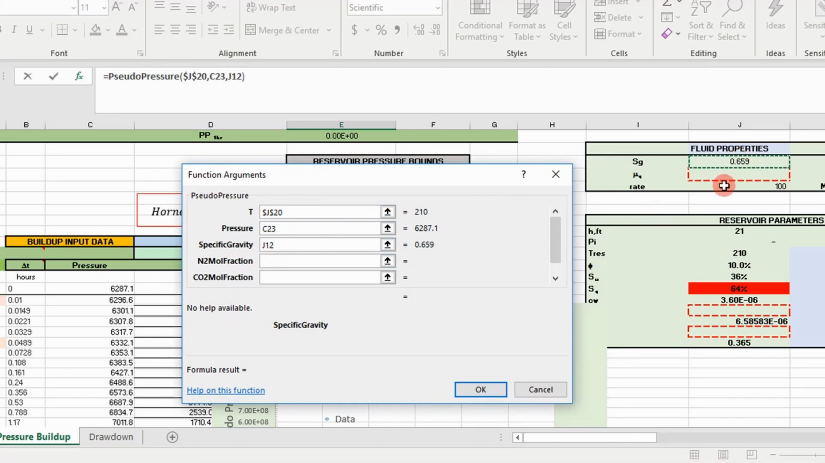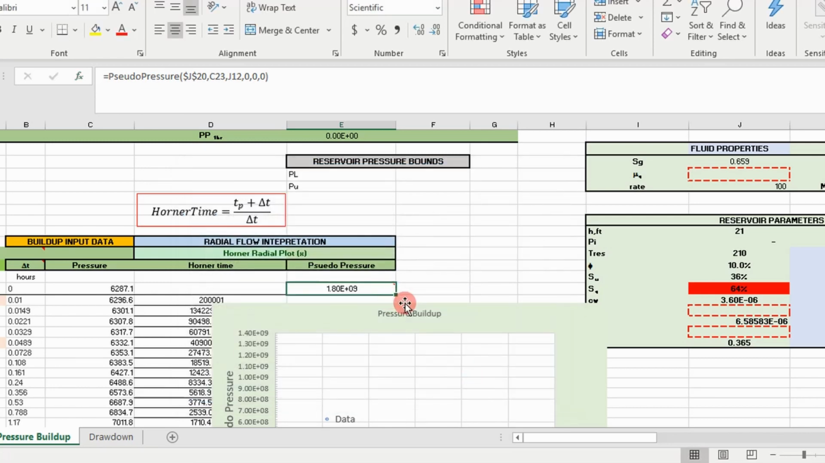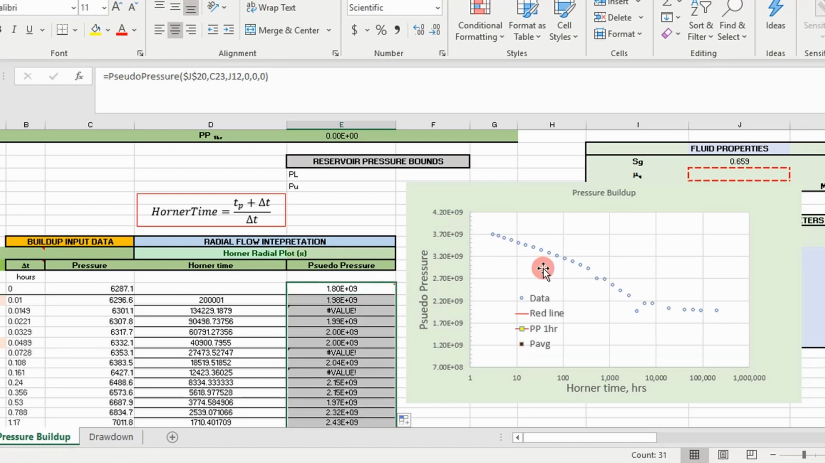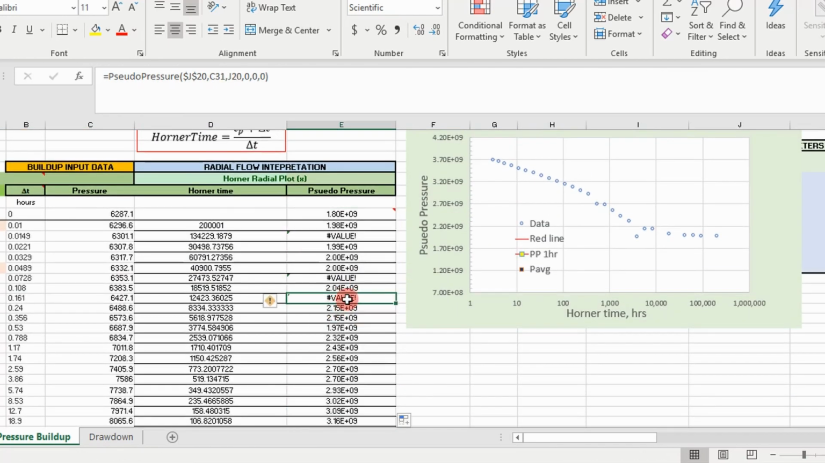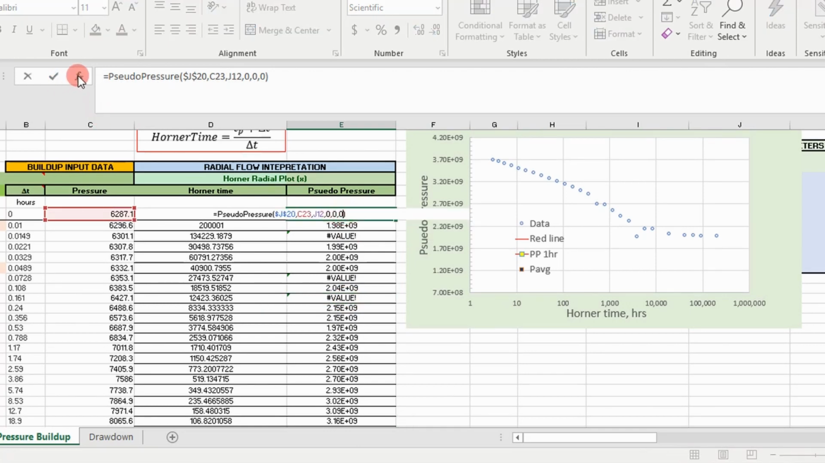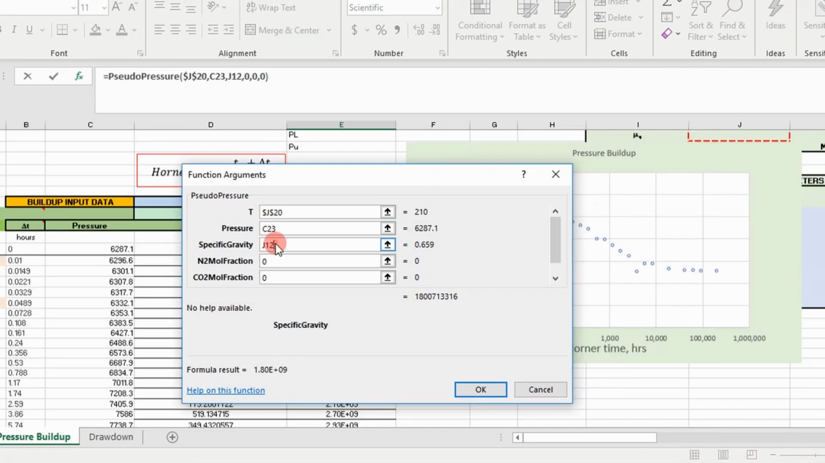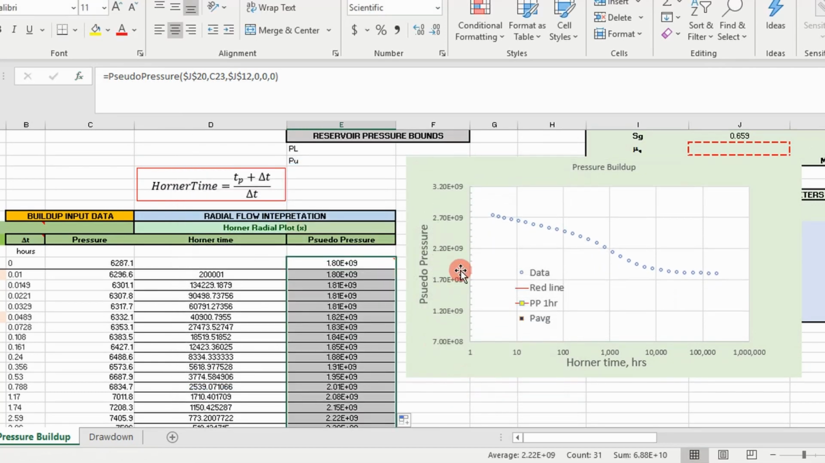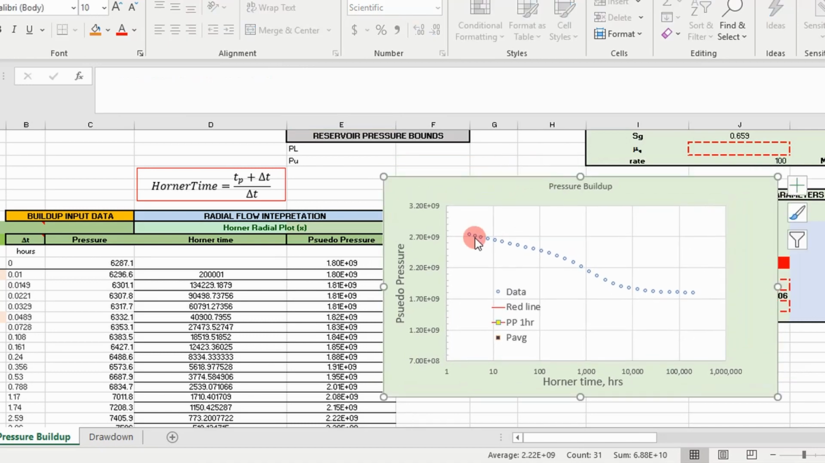which, these parameters are coming from the book, 0, 0, and we have no impurities. And so we carry this down. We have our data on the plot, and it looks like I forgot to freeze something here. We want to freeze our specific gravity. And there's the data on our plot. This graph was pre-formatted to take this data.